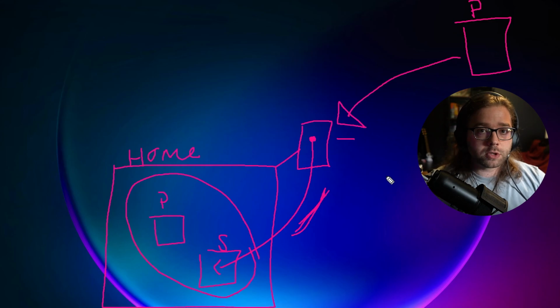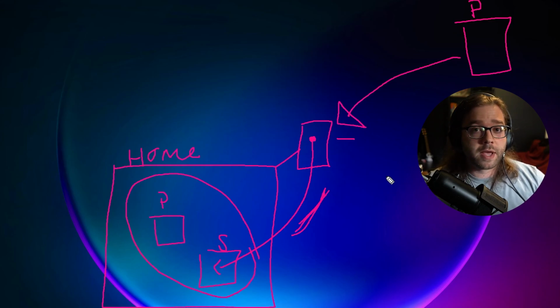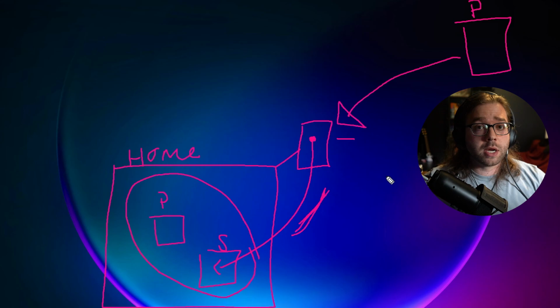I'm not going to go into reverse proxying because that's a little bit more advanced, but we can at least use something called DuckDNS to disguise your public IP. Let's go through that really quick.